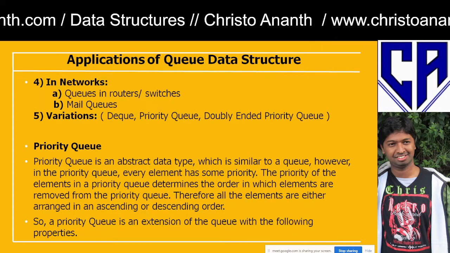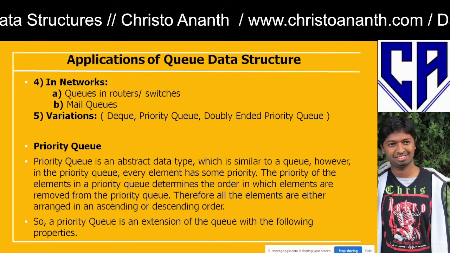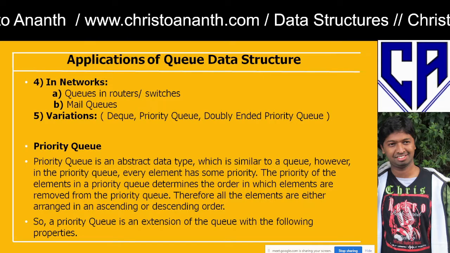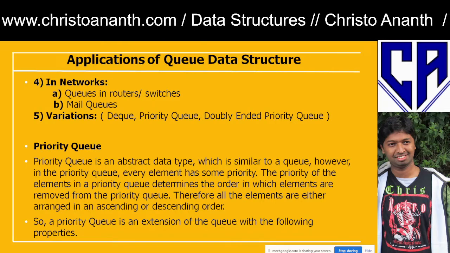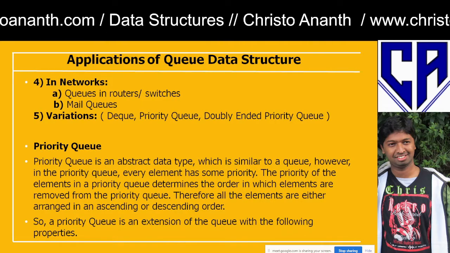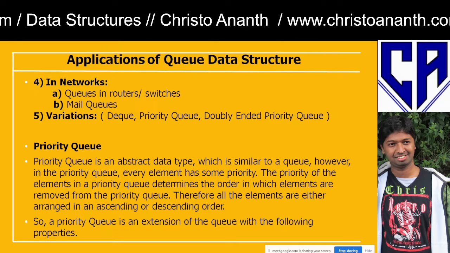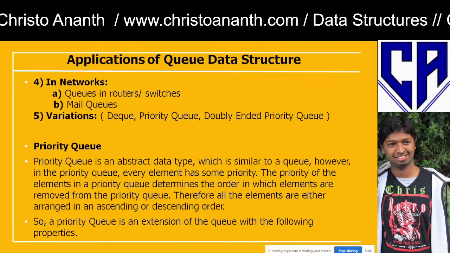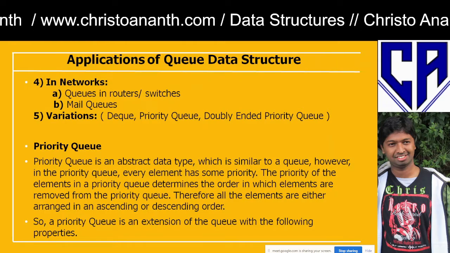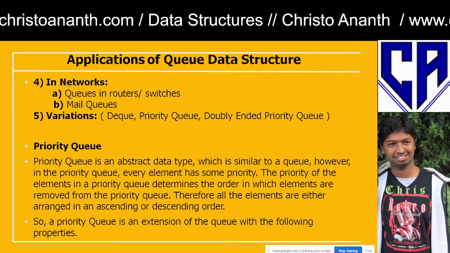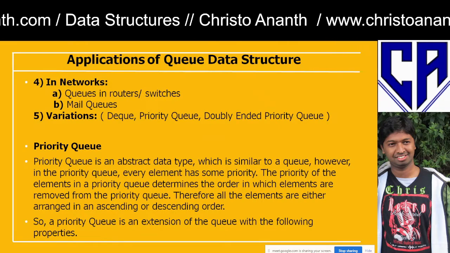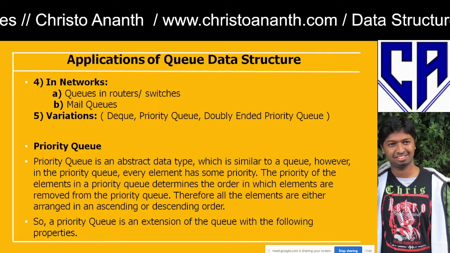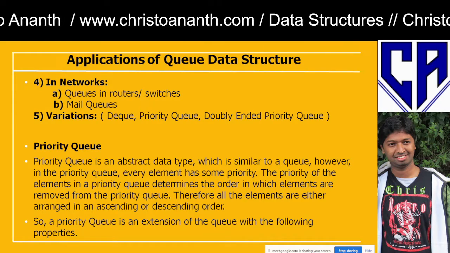So first of all, we discuss the priority queue. That's a very important part of queue, which is an abstract data type, and it is similar to the queue. But in a priority queue, every element will have some priority, some top priority, some least priority as well. The priority of the elements in a priority queue determines the order in which the elements are removed from the priority queue, and therefore all elements are arranged either in ascending order or in descending order. So a priority queue is an extension of the queue with some additional properties.